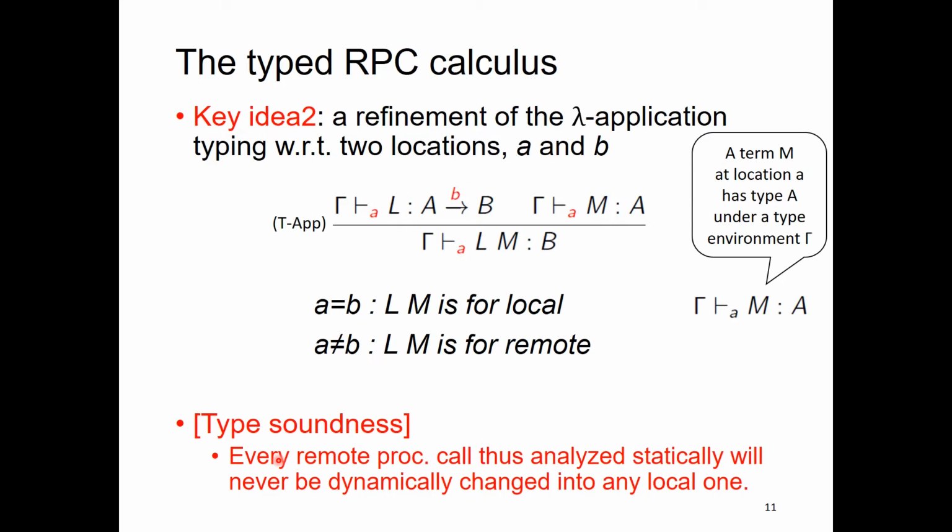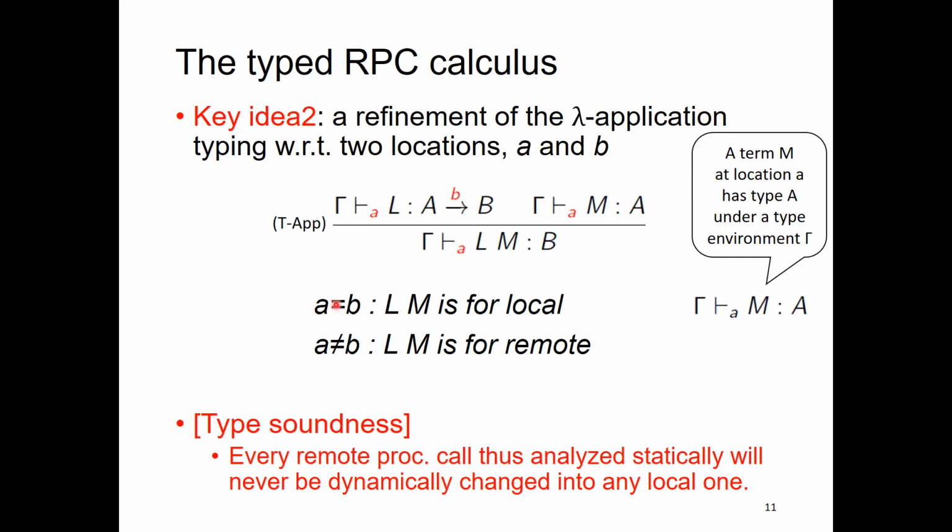The other key idea is that in the typed RPC calculus, you can identify all remote procedure calls statically at compile time. Let us see its typing rule. This is a refinement of the conventional lambda application typing rule with respect to a caller location A and a function location B. Once your tierless program is successfully type-checked, in every lambda application L M, the caller location A and the function location B are fully analyzed and known at compile time.